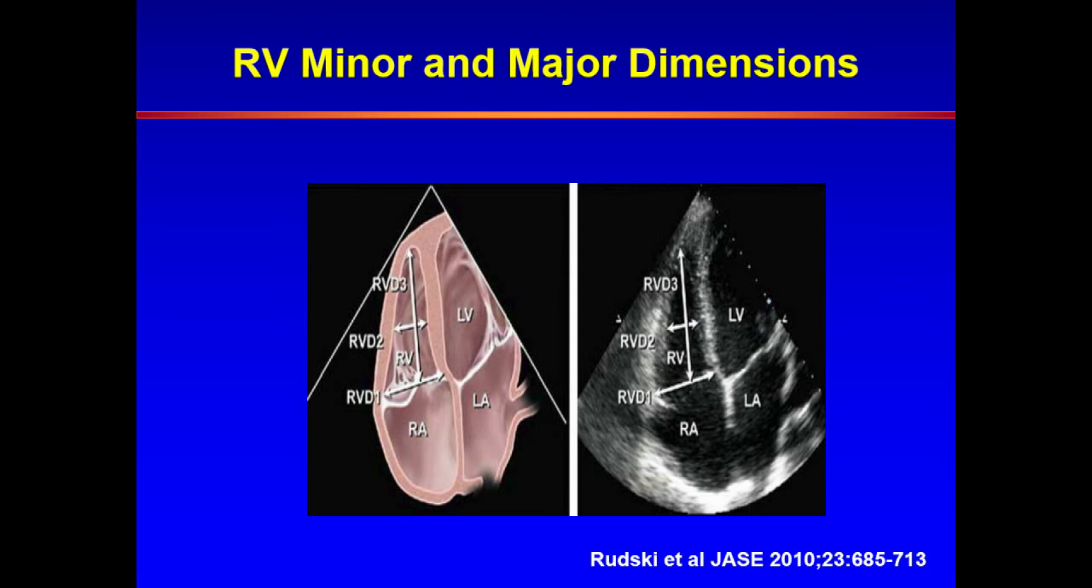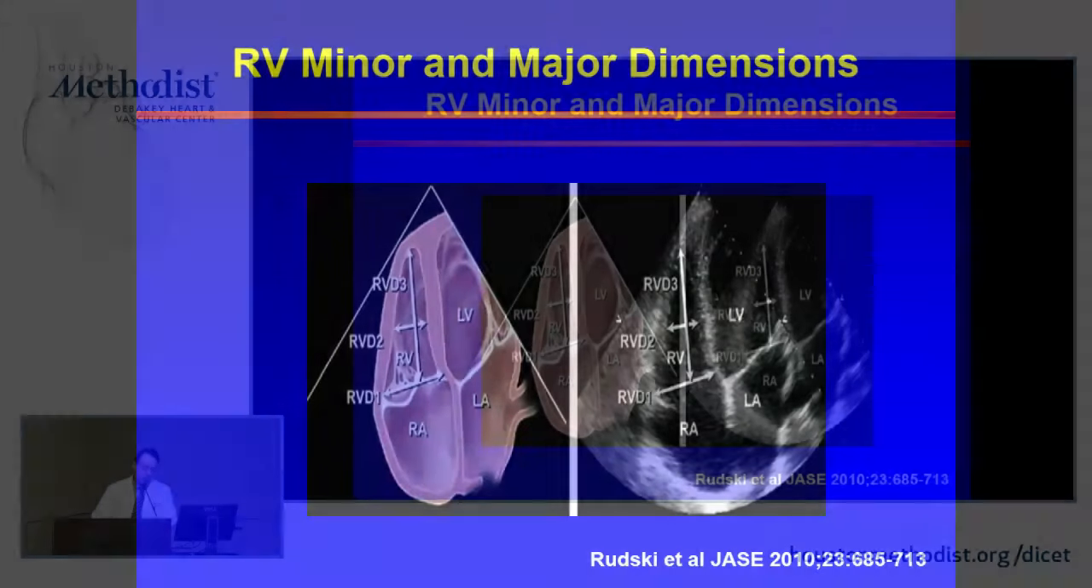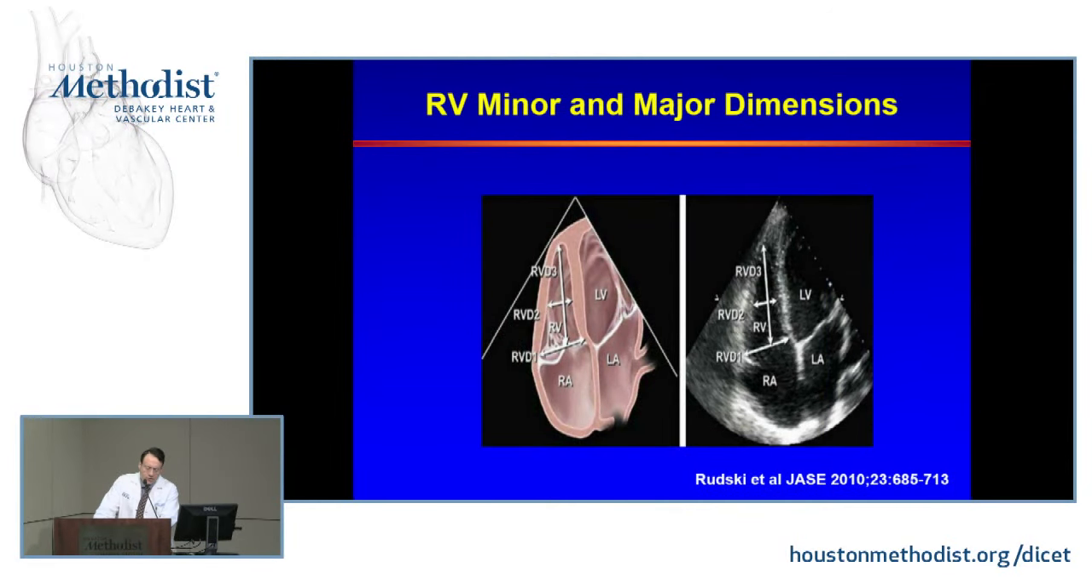There are very few studies, the best probably published about 2 years ago in the Journal of the American Society of Echo, showing that this measurement, as well as some measurements in the RV outflow tract, show decent relations, albeit with some degree of scatter, with CMR RV end-diastolic volumes.